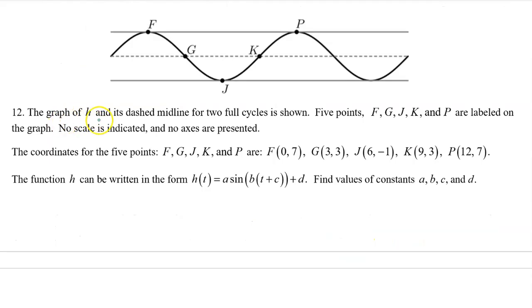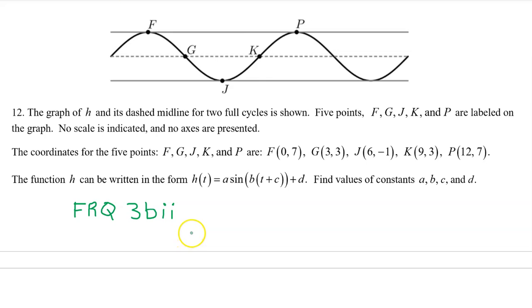Number 12. The graph of h and its dashed midline for 2 full cycles is shown. 5 points F, G, J, K, and P are labeled on the graph. No scale is indicated and no axes are presented. The coordinates of the 5 points F, G, J, K, and P are given here. The function h can be written in the form h of t is equal to a times the sine of b times t plus c plus d. Find the values of constants a, b, c, and d.